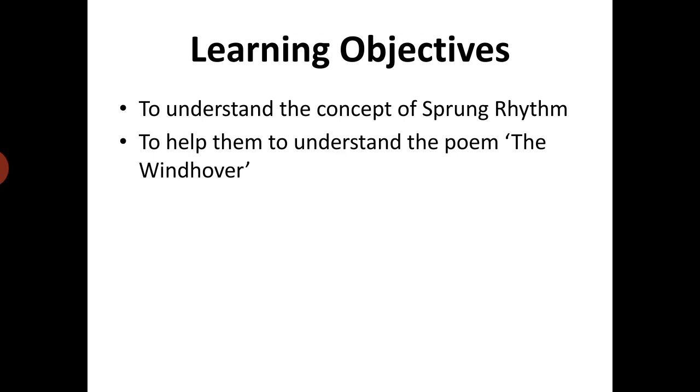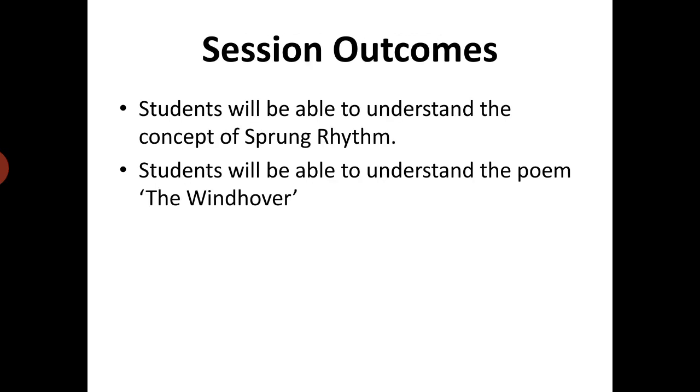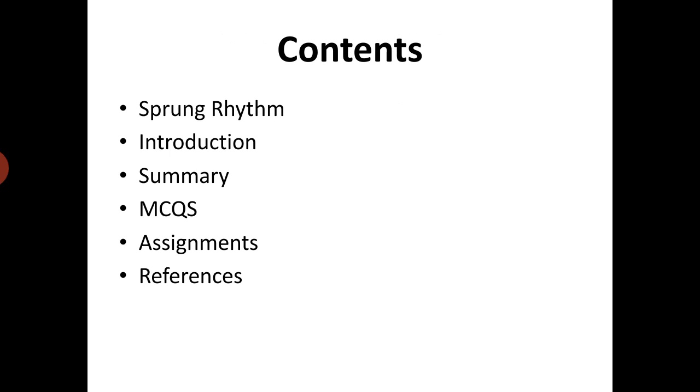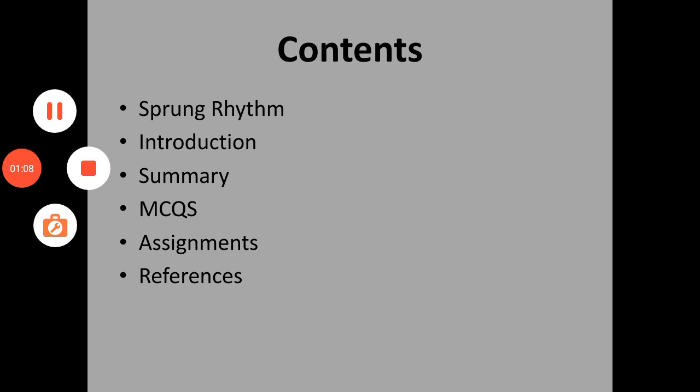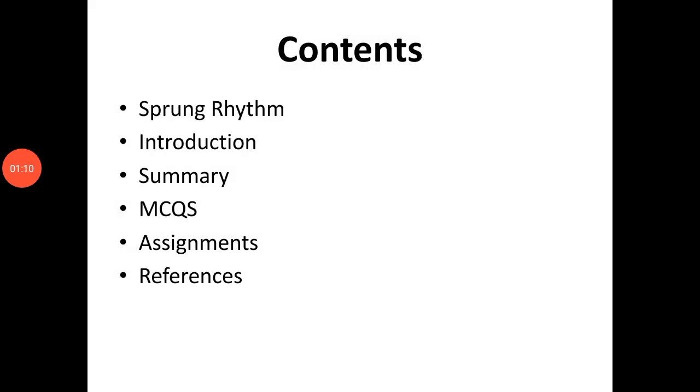Learning objectives: to understand the concept of sprung rhythm, and to help them understand the poem The Windhover. Session outcomes: students will be able to understand the concept of sprung rhythm and the poem The Windhover. This session includes contents like sprung rhythm, introduction of the poem, summary of the poem, MCQs, assignments, and references.